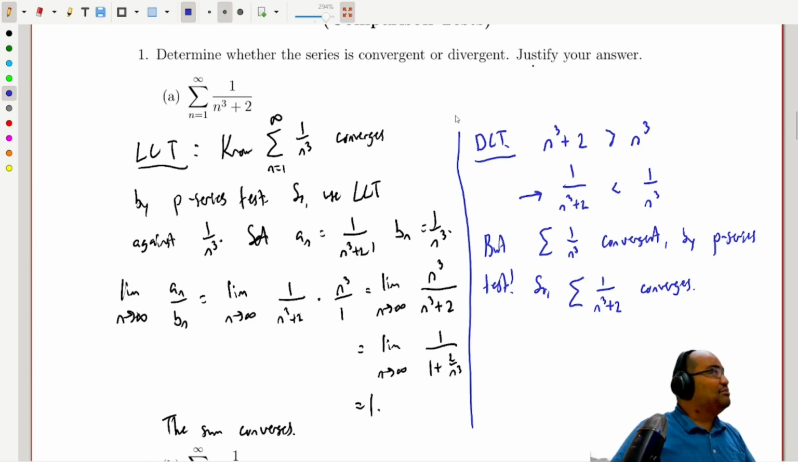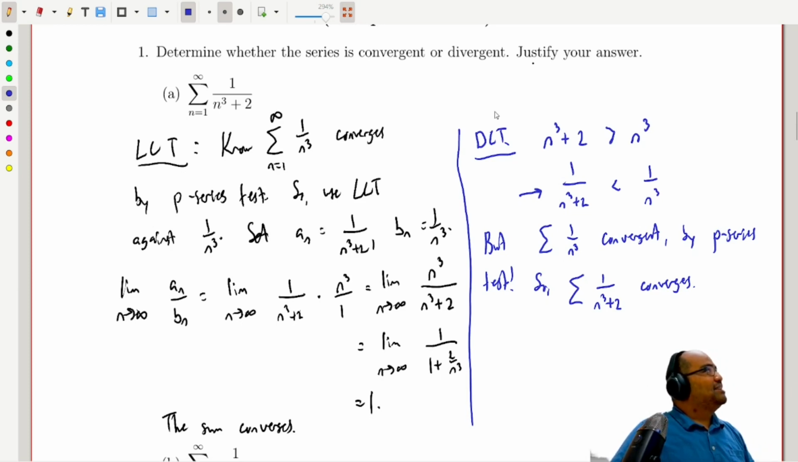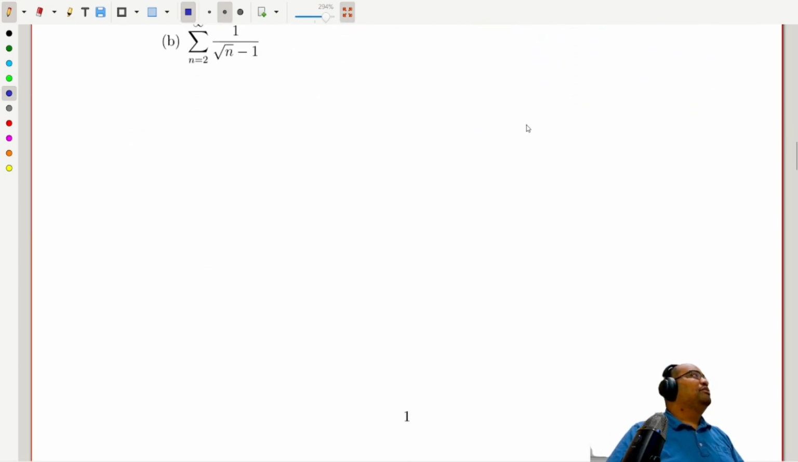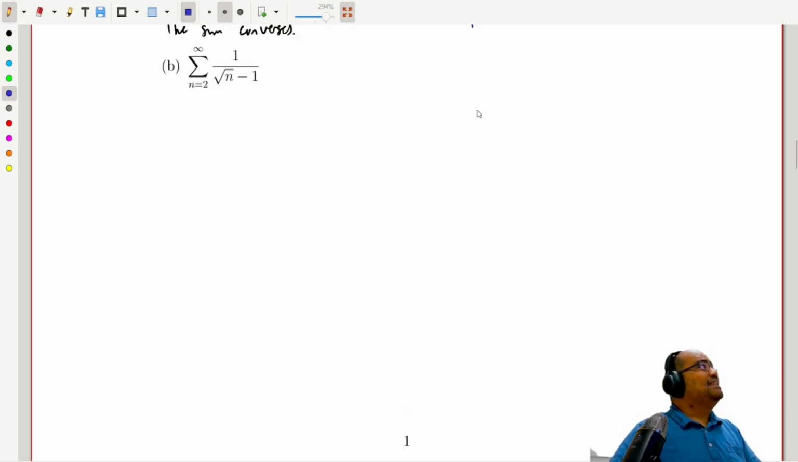All right, so that's an example. That's an example using both the limit comparison test and the direct comparison test. Let's take a look at another one here. We have 1 over the square root of n minus 1. Now, this one you can probably think about for a bit, but let's look at it.